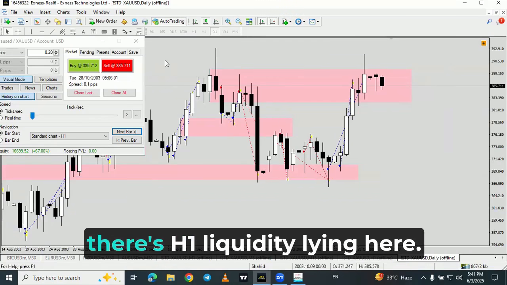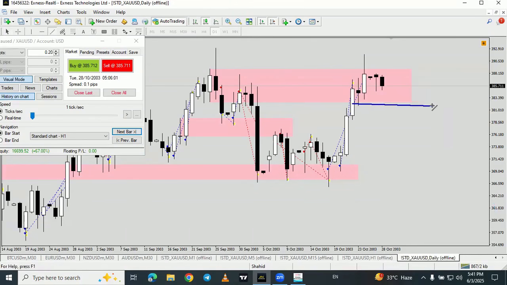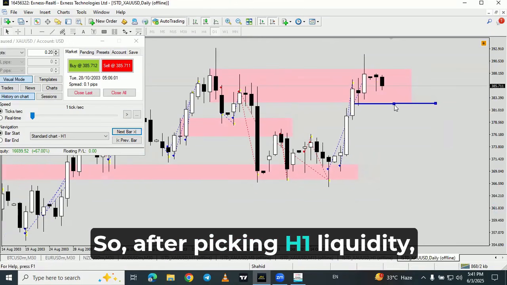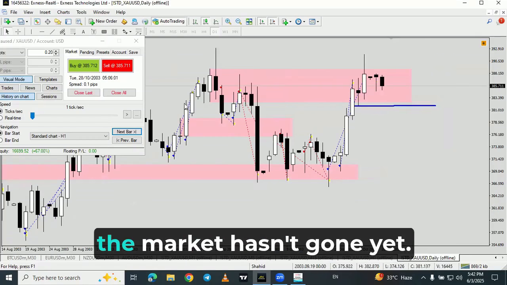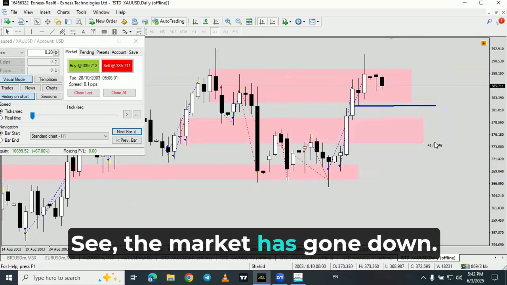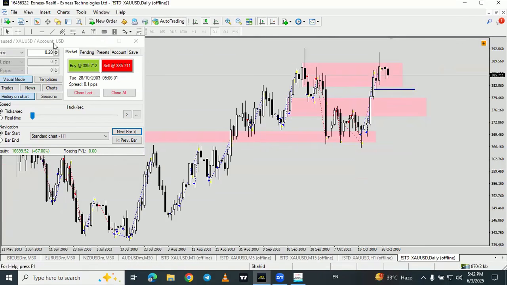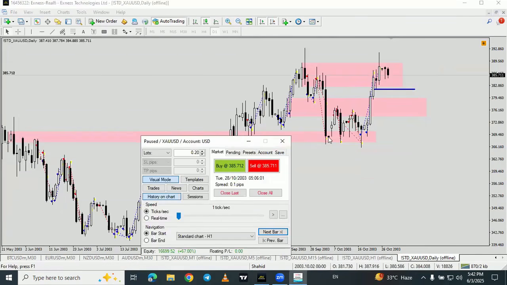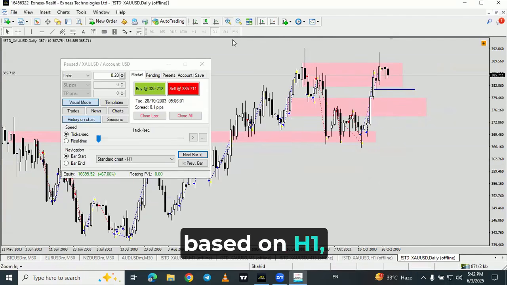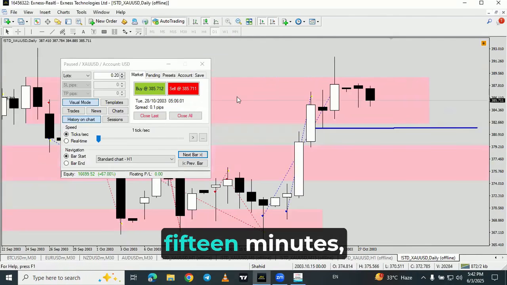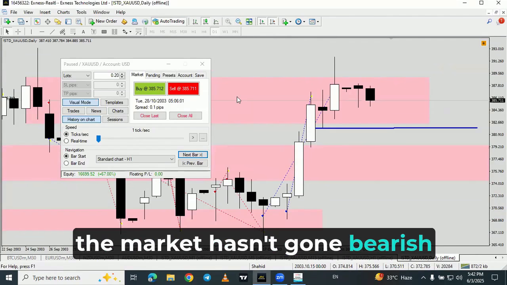If we sell, there is H1 liquidity lying here. So after picking H1 liquidity, we can sell it. Let's see, the market hasn't gone yet. See, the market has gone down. You can get a trade here based on 15 minutes, but based on H1, there is no trade yet. Even if you look at 15 minutes, the market hasn't gone bearish to its zone.